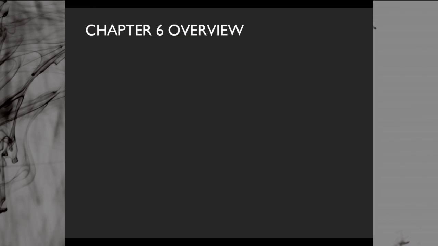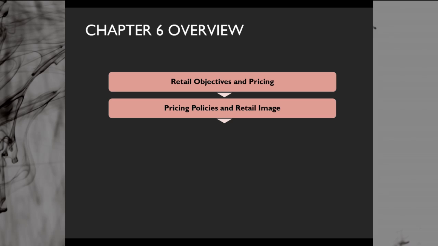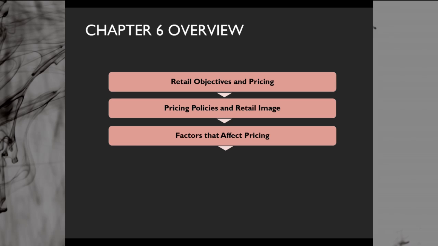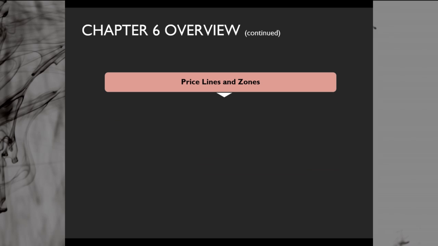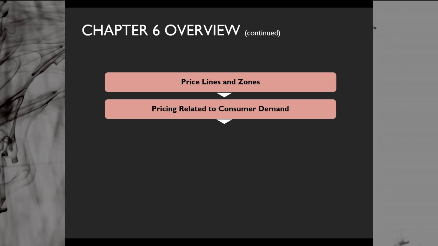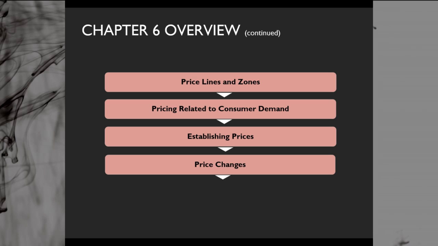So let's look at the overview for this chapter. We will start from retail objectives and pricing. And you will learn pricing policies and retail image related to these pricing policies, and factors that affect pricing and price consciousness, price lines and price zones, and pricing related to consumer demand, establishing prices, how you can establish these, and price changes. So these are all what you're gonna learn in this chapter, and especially today, we'll cover 6 out of these.